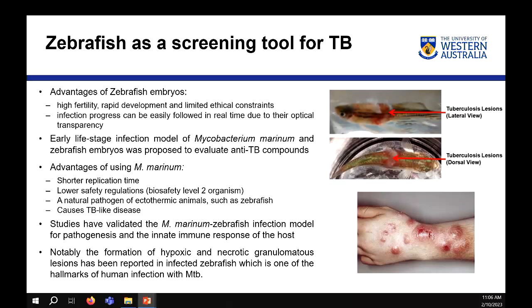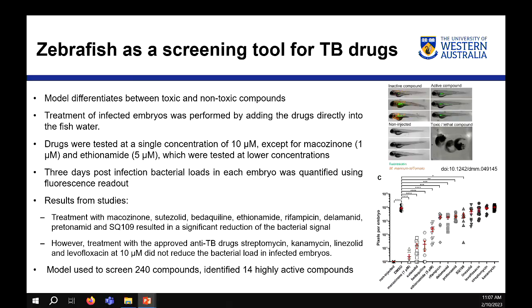So here, in this picture, you get the tuberculosis, you get the necrotic lesions. Here you can see the lesions on the zebrafish, here and here. So that's what's really important, which is why the marinum zebrafish model gets used, because it is reflective of TB disease in humans. Marinum can actually cause skin lesions in humans as well, so it does infect humans too.